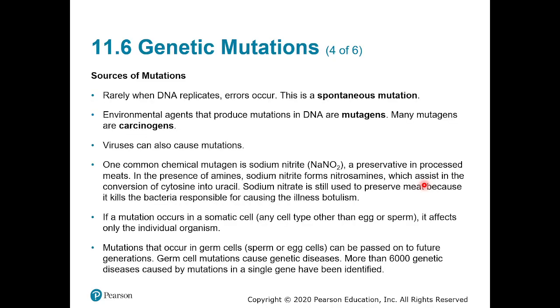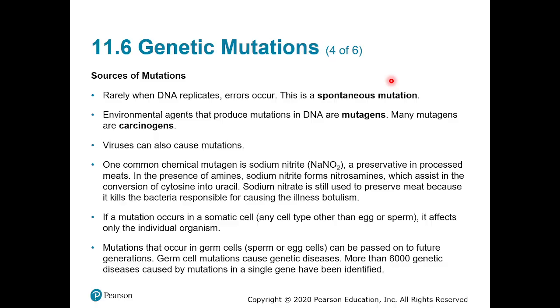Okay. Let's talk about some of the sources of mutations. So, rarely when DNA replicates, we can have errors. These are spontaneous mutations, and this is just a straight up error of your DNA replication. It happens, but doesn't happen very often. Okay? Let's think of it this way, right? If 1 in 10,000 times you have an error, that's really good accuracy, right?